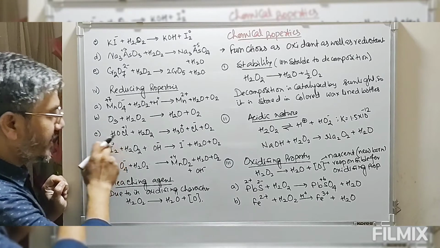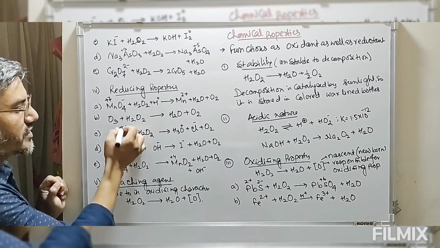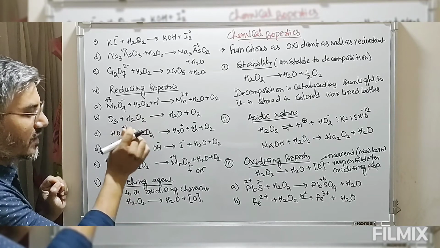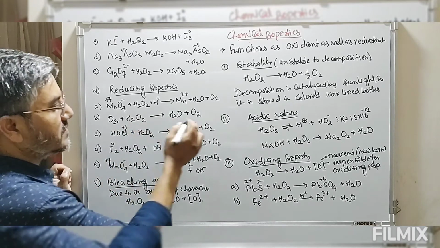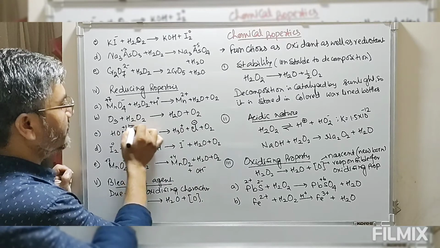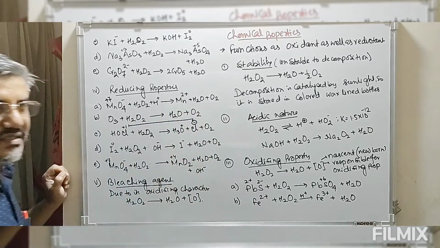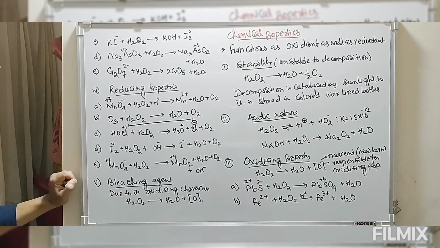Now the reaction of HOCl with hydrogen peroxide. Initially Cl was in the +1 oxidation state. After reaction with hydrogen peroxide, this is changing to -1. So there is a change from +1 to -1. So we say this is reduction.